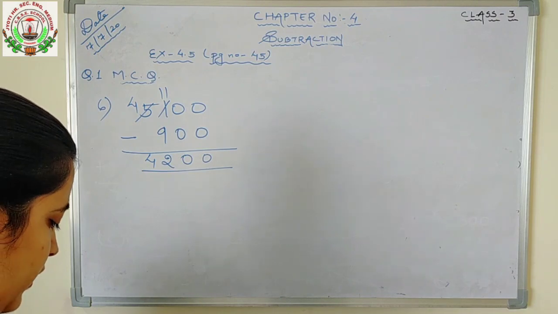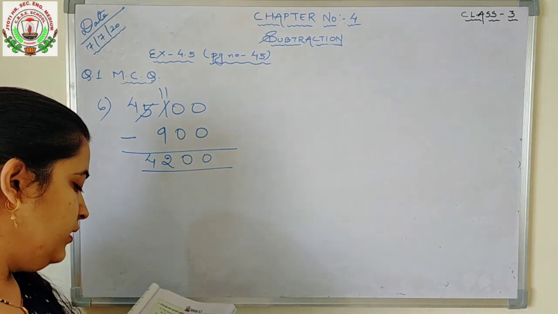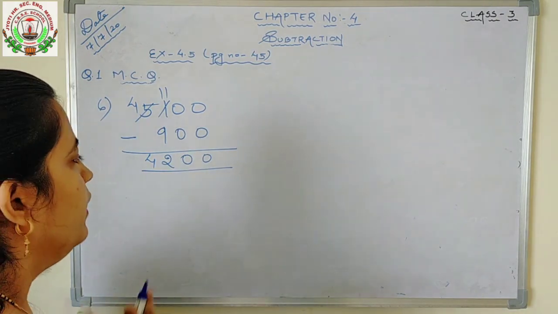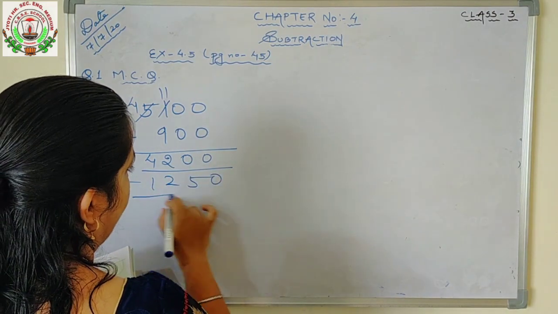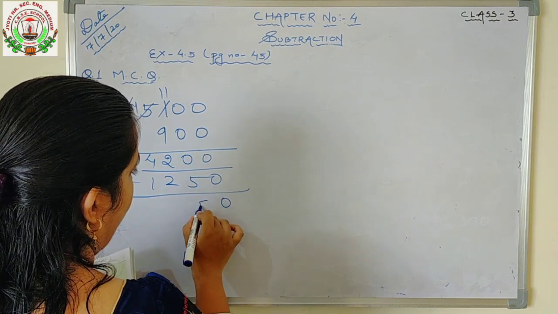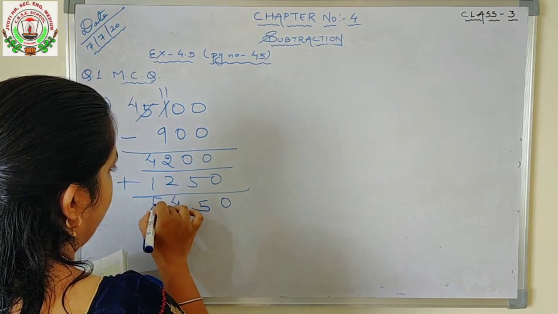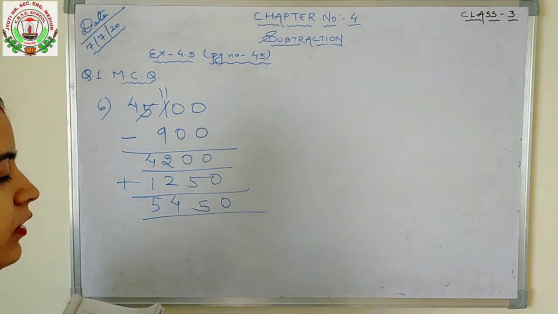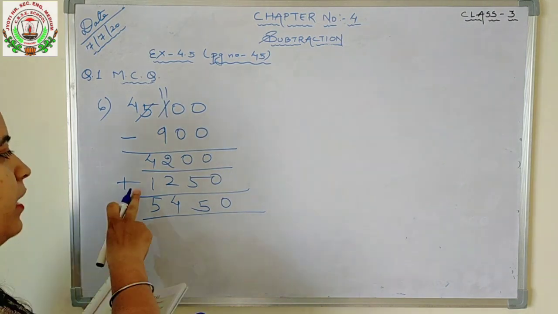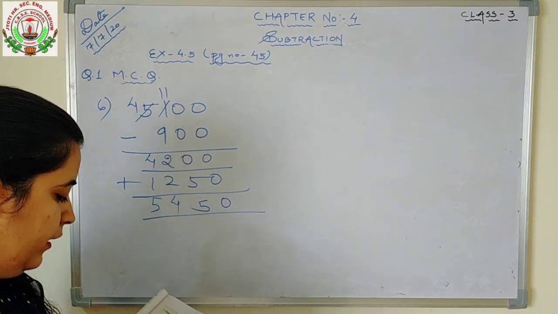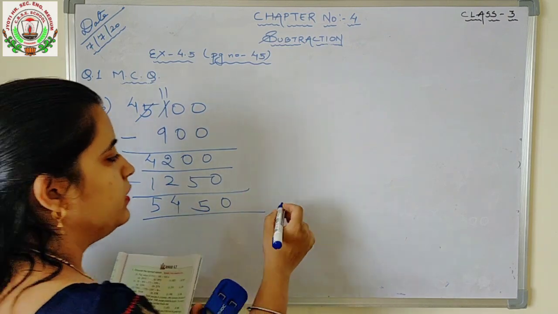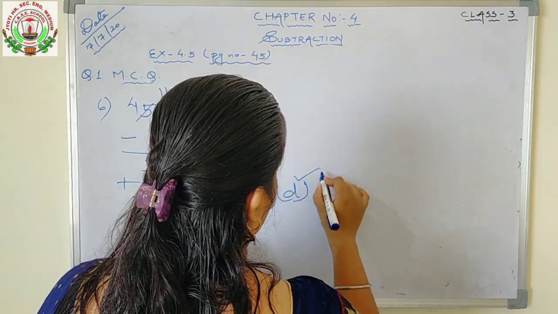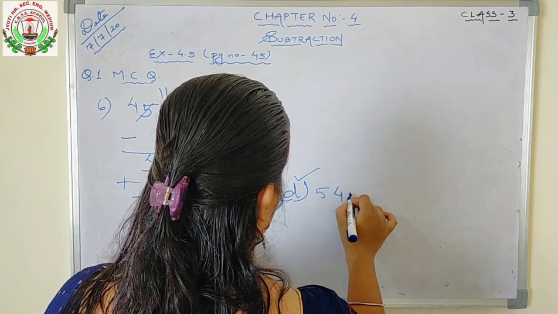Okay, on subtracting this, then it is increased by 1250. Then this number got increased by 1250. So what number you got, that you have to find out. What number we got when it is increased by 1250? We got 5450, which is given in option number D. So you will tick option number D.